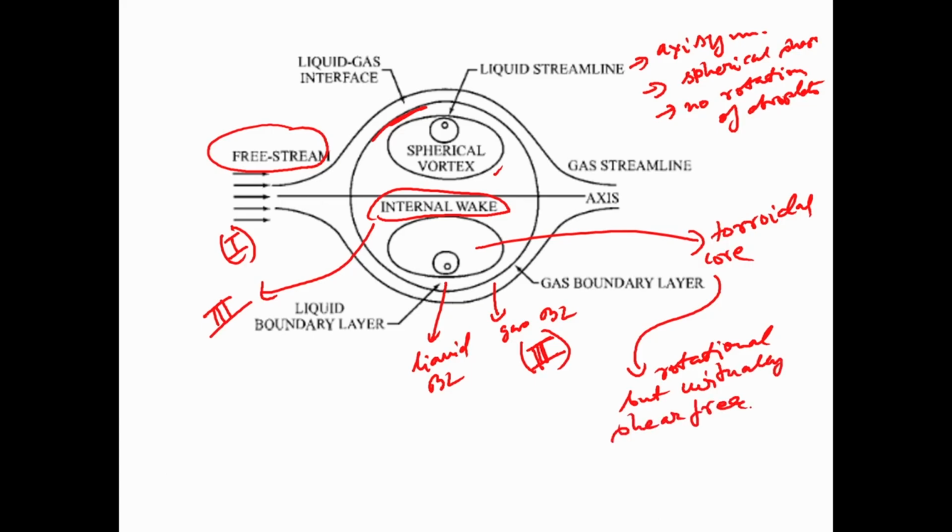Got it? Okay. So, that is called, represented by something called a Hill's spherical vortex, right. So, that is basically your region 4, got it. Let us recap, okay, that the free stream region is denoted as 1, right, no viscous effect. The gas phase boundary layer is denoted as 2.